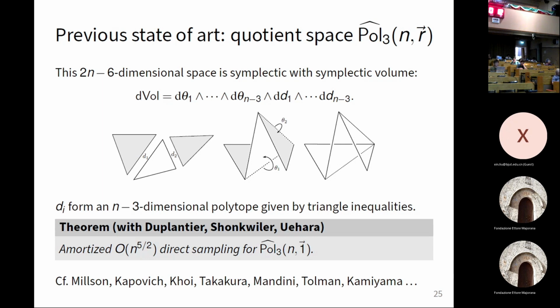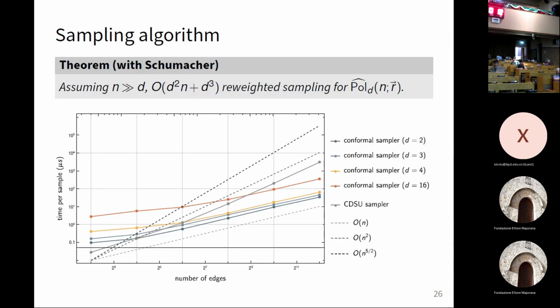And any polygon can be obtained first by specifying the diagonal lengths, allowing you to build flat triangles, and then specifying the dihedral angles, allowing you to fold the thing into three-space. And with those two things in place, we gave an amortized O(n^(5/2)) algorithm for directly sampling the polygon space. So this new method will sample the broader class of spaces in essentially O(n) time, if the dimension is fixed, at least assuming that the number of edges is larger than the dimension. If the number of edges is smaller than the dimension, you're always trapped in a subspace and the numerics are a little weirder.